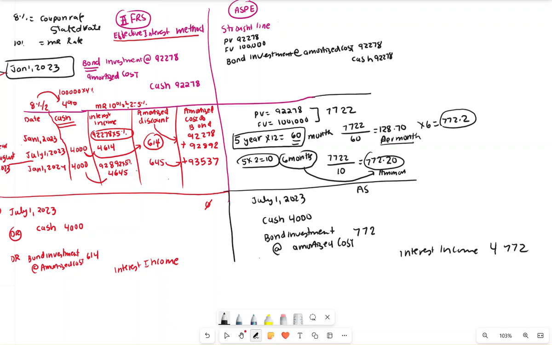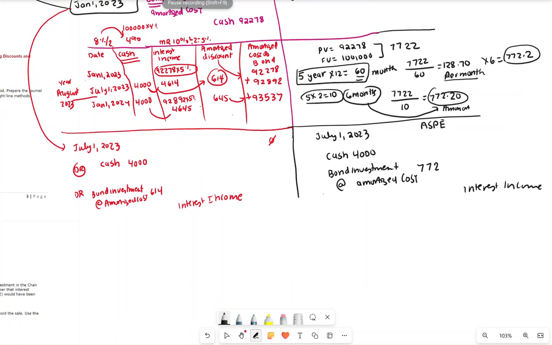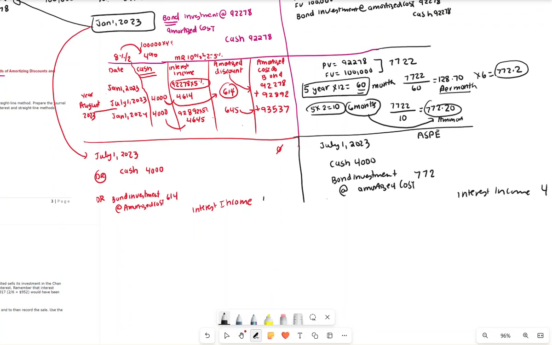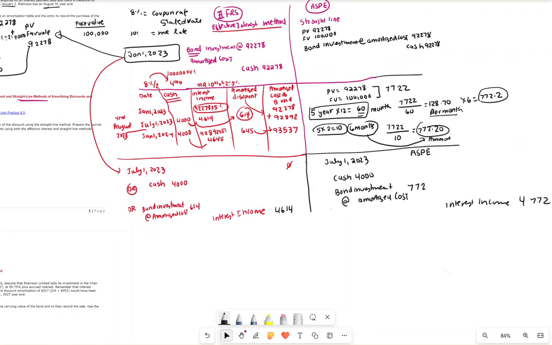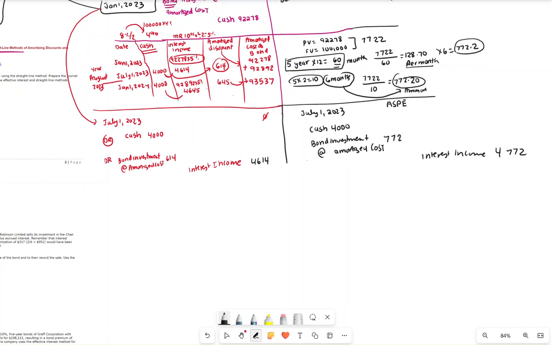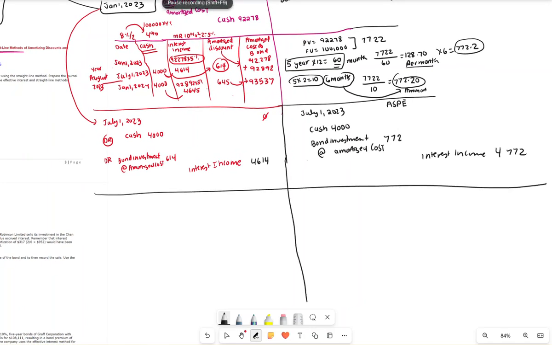So if the company is filing under ASPE, they will be using a straight line, and that will be their entry. I didn't finish this entry, 4614. In this case it is 4772. Now I am going to my next one. What is my next one?